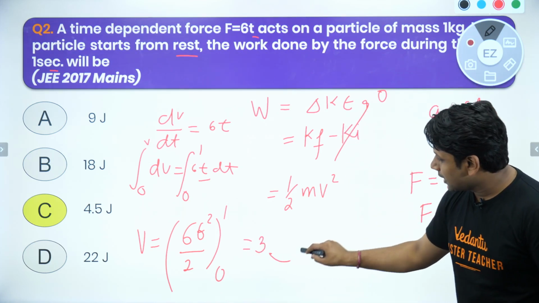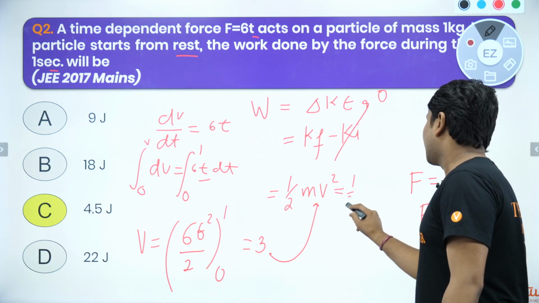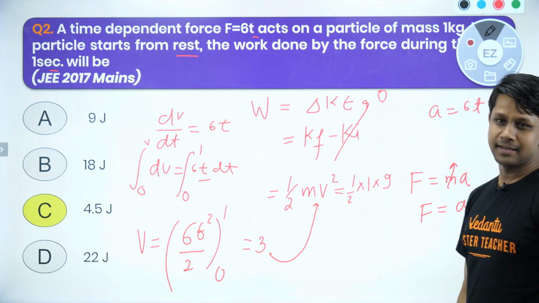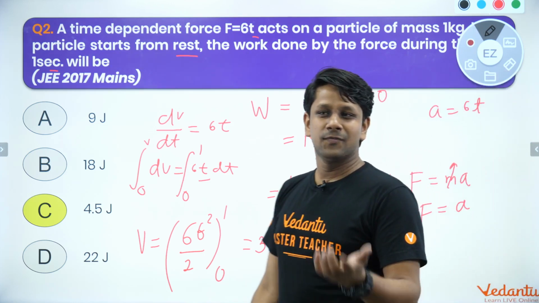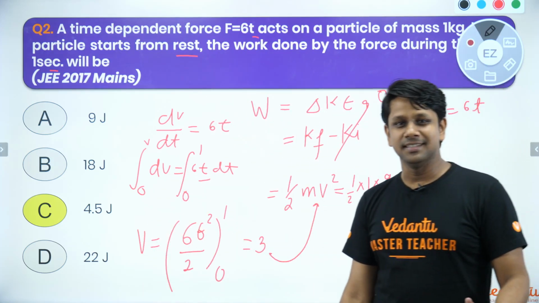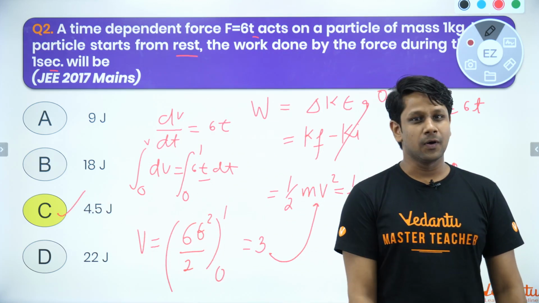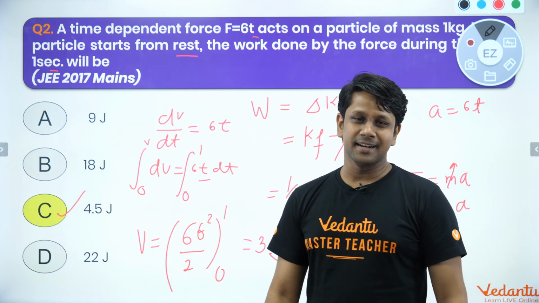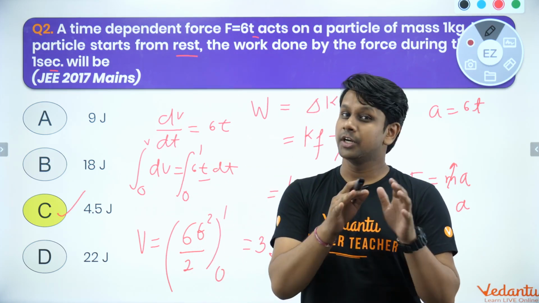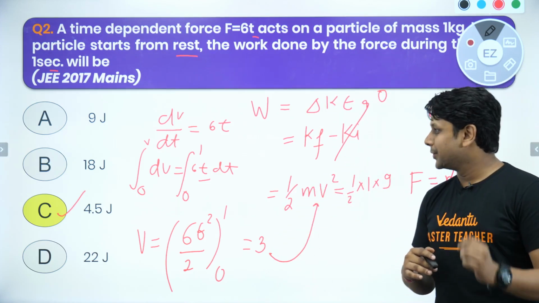Now put this value back in this equation, get the answer and enjoy this. So half into 1 into v square, which is 3 square, 9. 9 by 2 is how much? 4.5. 4.5 is the change in kinetic energy. So what is the work done? 4.5. C is the answer. Got it, everyone? Easy peasy, right? But yes, you need to be slightly careful about which equation to use. So here we have to use the work energy theorem.